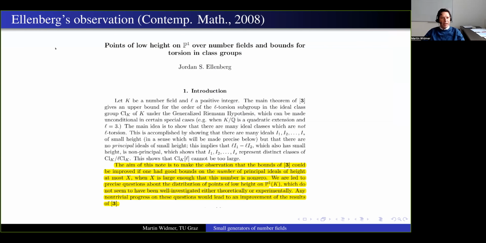shortly after this paper of Ellenberg and Venkatesh, Ellenberg published a little note which did not get much attention. I believe it has only 4 citations, called Points of Low Height on P1 over Number Fields and Bounds for Torsion in Class Groups. And so he writes, the aim of this note is to make the observation that the bounds of [EV] could be improved if one had good bounds on the number of principal ideals of height at most x. We are led to precise questions about the distribution of points of low height on P1, which do not seem to have been well investigated either theoretically or experimentally. And Jordan told me that this note was inspired by numerical computations of his very first undergraduate research assistant, Daniel Lecone, who is now a very successful astrophysicist.